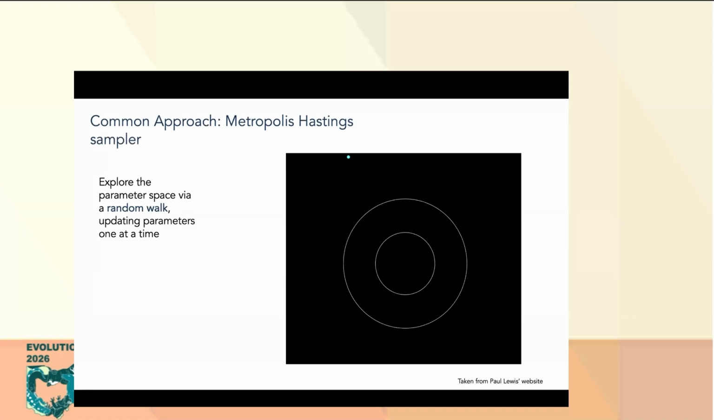So yeah, one of the most common approaches that's used is the Metropolis Hastings sampler. This works by essentially exploring the parameter space in a random walk, updating your parameter values one at a time. If we look at an example of an MCMC, I'm sure we're all quite familiar with this image from Paul Lewis's website. Basically, you're sampling, suggesting different values, and the blue ones are accepted, and the pinky ones are rejected samples.